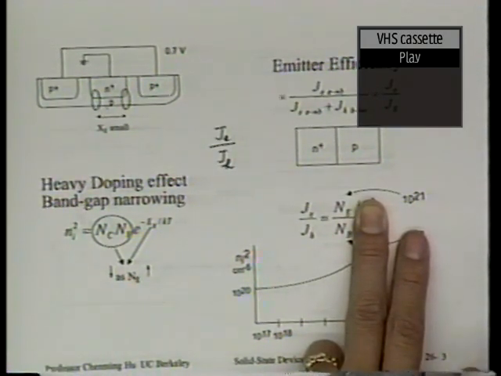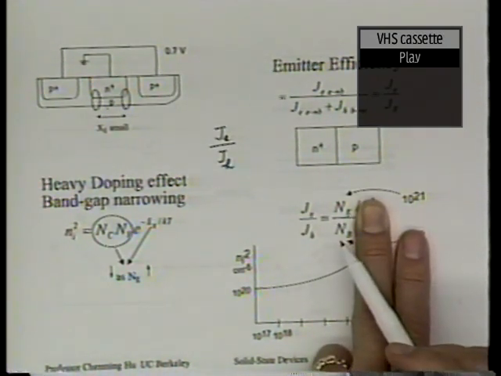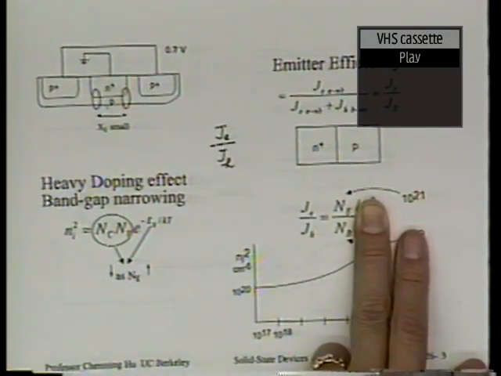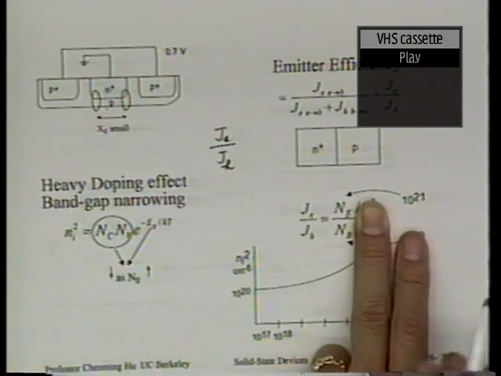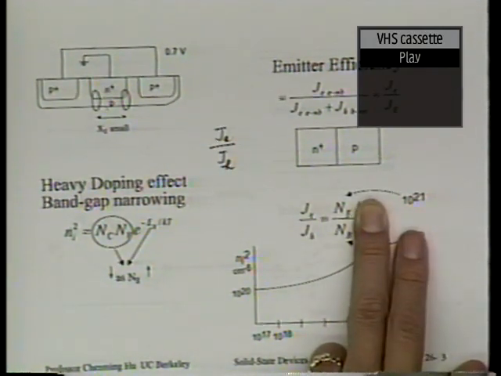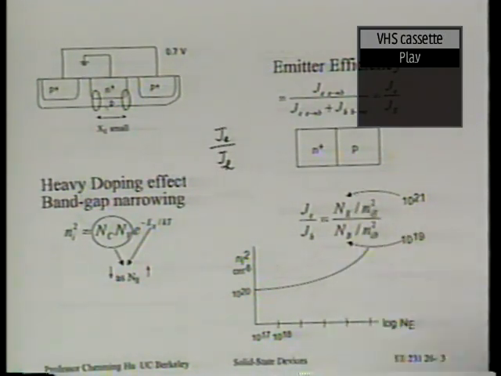We cannot dope the base lightly because we need to reduce the base resistance, the sheet rho. We want to make the base sheet rho very low, and the base is already very thin, so we have to dope the base reasonably heavily. We want to push this close to 10 to the 18th. So as a result, we really have to dope the emitter very heavily, 10 to the 20th and above.